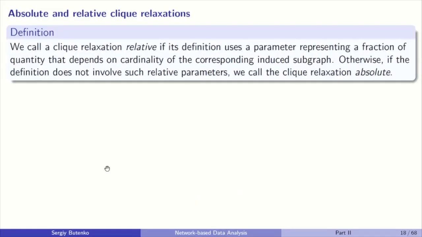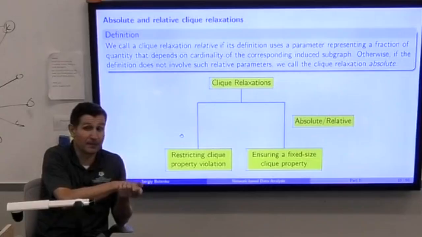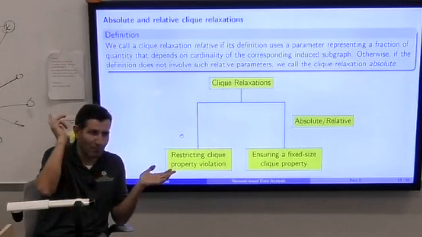We call a clique relaxation relative if its definition uses a parameter representing a fraction of a quantity that depends on the cardinality of the corresponding induced subgraph. Otherwise, if the definition does not involve such relative parameters, we call the clique relaxation absolute. So all the stuff we considered so far was absolute. Gamma quasi-clique is relative, right? Now you can easily define the relative relaxations for other elementary clique defining properties, right? For example, what would be a relative club, let's say? Let's call it gamma club.